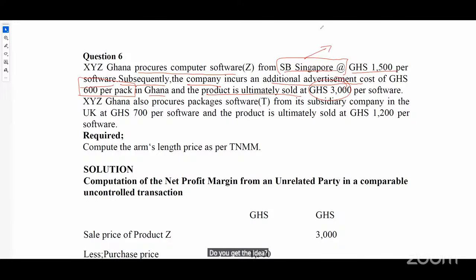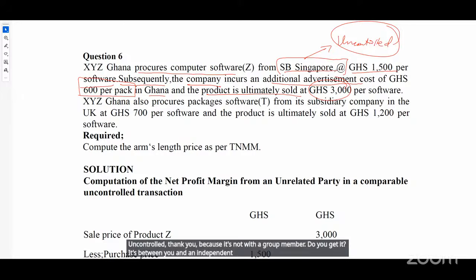So is this transaction a controlled or uncontrolled transaction? Uncontrolled. Thank you. Because it's not with a group member. It's between you and an independent party.